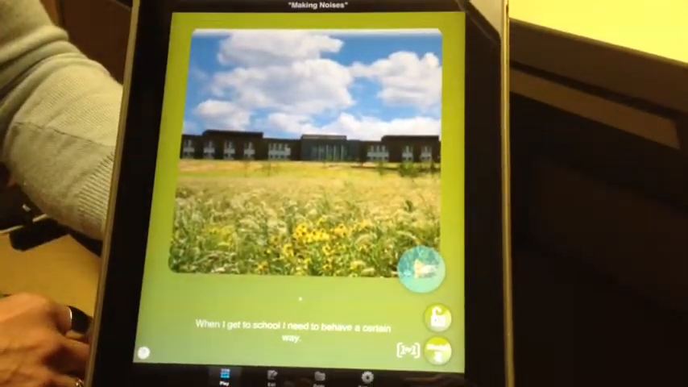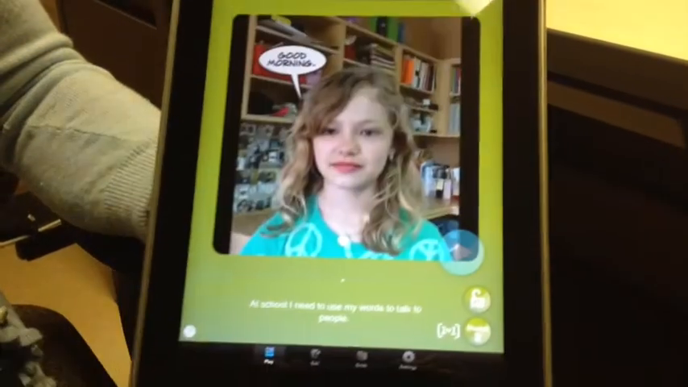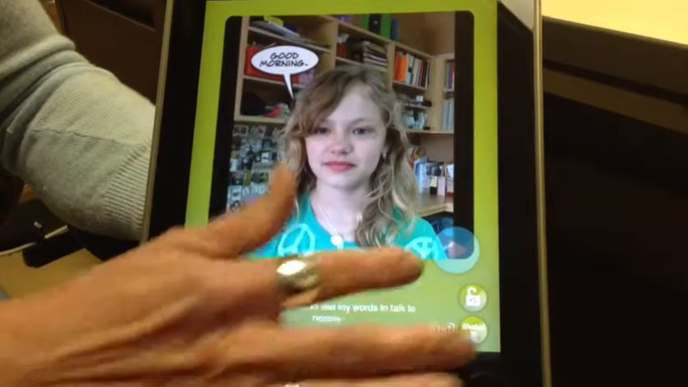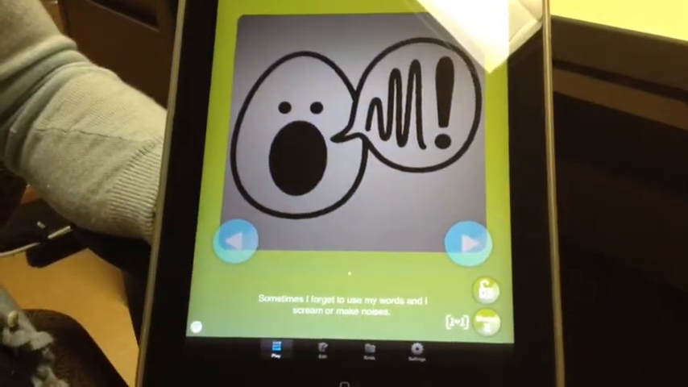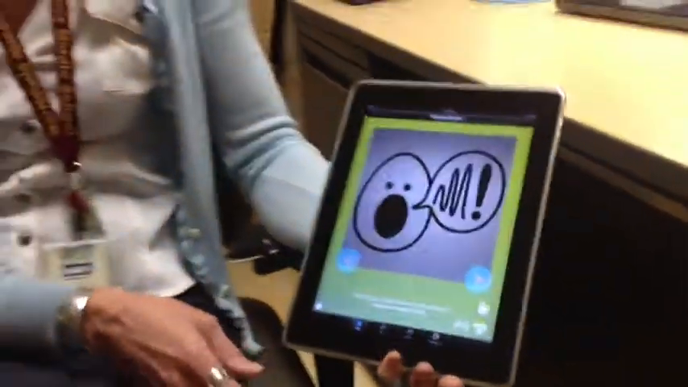When I get to school, I need to behave a certain way. And then the arrow is the cue. At school, I need to use my words to talk to people. Sometimes I forget to use my words and I scream or make noises. Okay. So the student can independently scroll through the whole social story and watch it like a movie. Very cool, and see themselves.